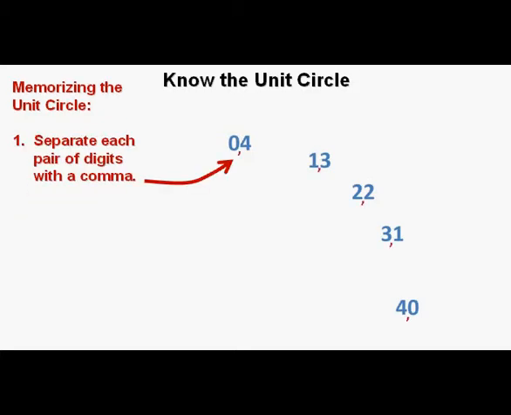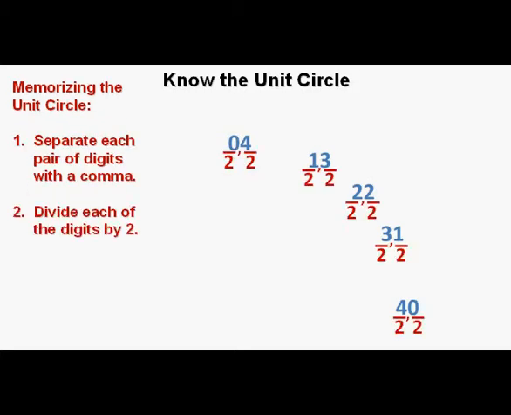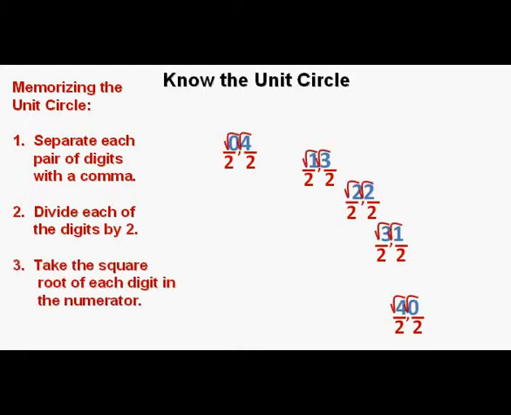Step 1. Separate each pair of digits with a comma. Step 2. Divide each of these separated by comma digits by 2. Step 3. Take the square root of each of the numerators. Step 4. Simplify. The coordinate pair at the bottom right simplifies to 1, 0 and is for the angle of 0 degrees or 0 radians.